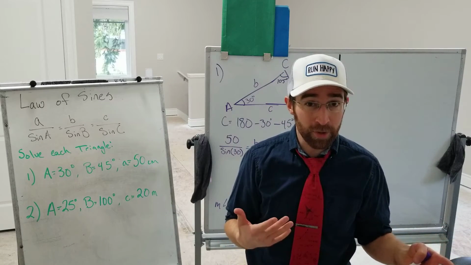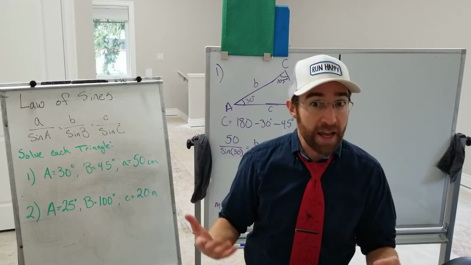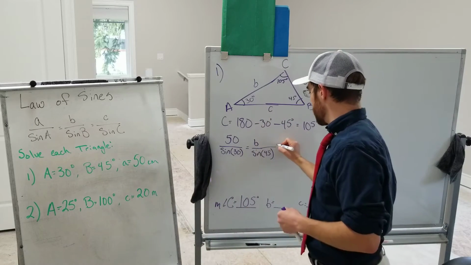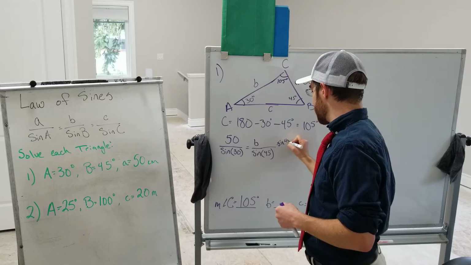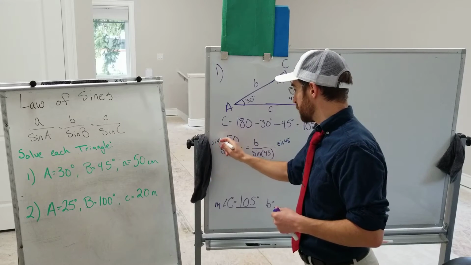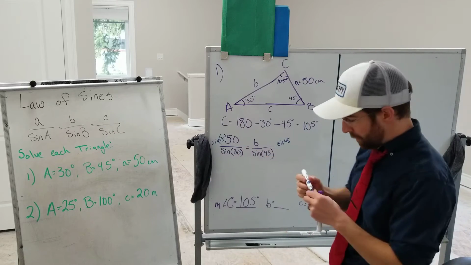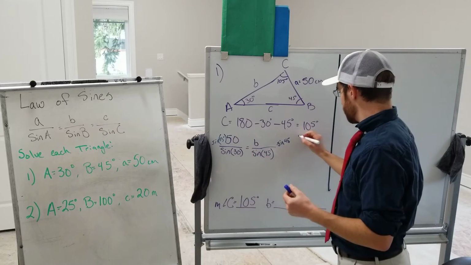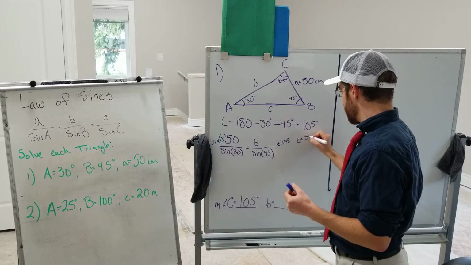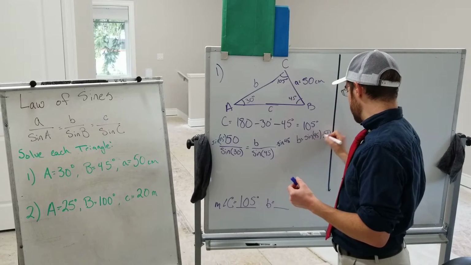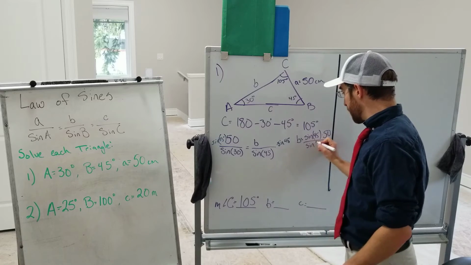It's an irrational number, right? And your calculator is just going to estimate it. So keep it as sine 45. I'm going to multiply by sine 45 on both sides. Do not cancel out the sines. It doesn't work that way. And now I have b equals sine of 45 times 50 divided by sine of 30.